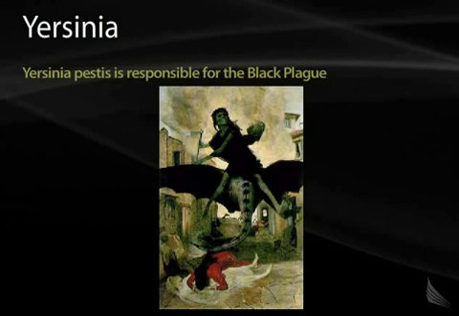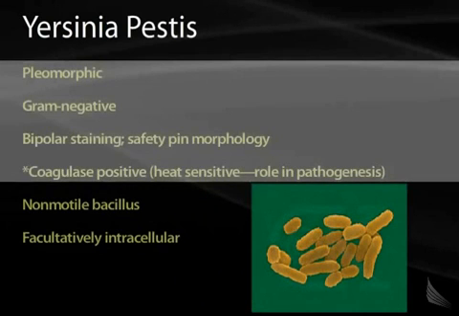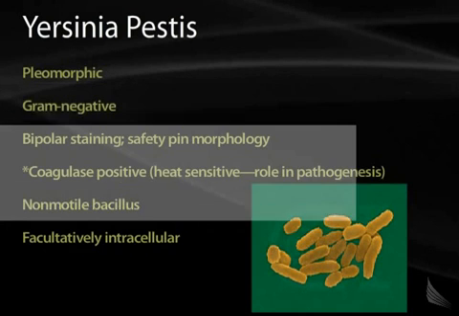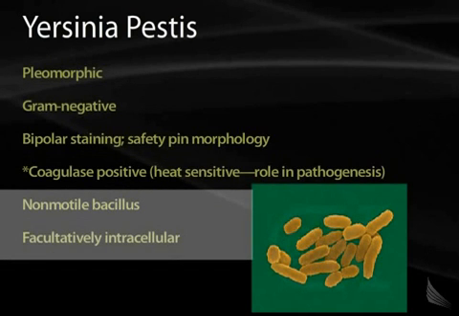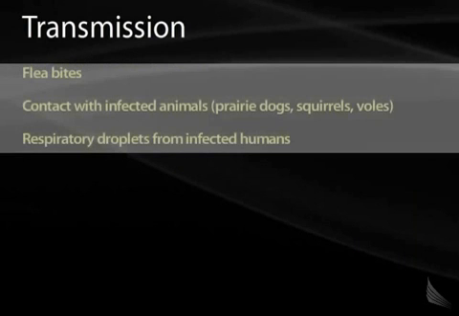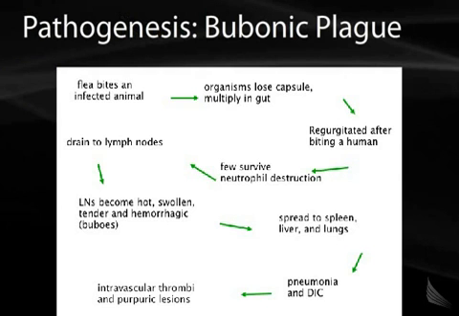Yersinia pestis is responsible for the Black Plague. It's a pleomorphic, gram-negative, bipolar staining, coagulase-positive, non-motile bacillus. It also is facultatively intracellular, and it exhibits a safety pin morphology with staining on one end more than the other. Transmission of plague is through flea bites. The fleas get infected from contact with infected animals such as prairie dogs, squirrels, rats, or voles. When people are infected with respiratory plague, you get respiratory droplet spread from infected individuals to non-infected people.